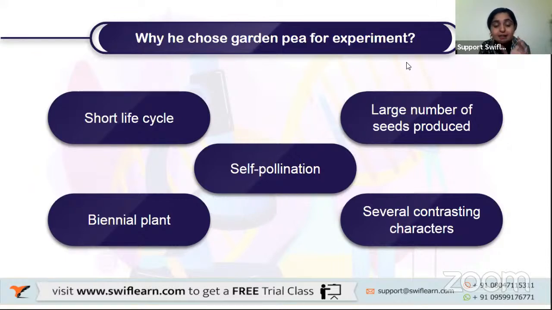So short life cycle also meaning the biennial plant. So the pea plant is a biennial plant. I hope you understood the meaning of a biennial plant, right? So that was about it. And then the several contrasting characteristics, right?